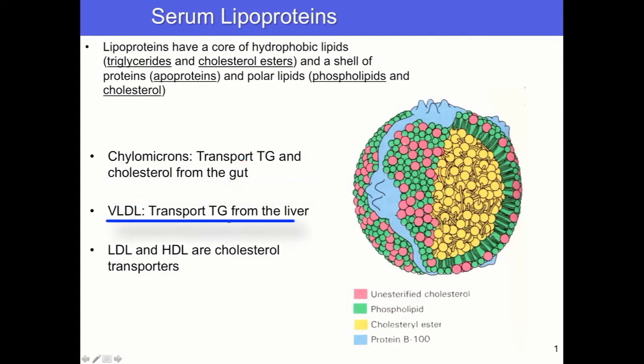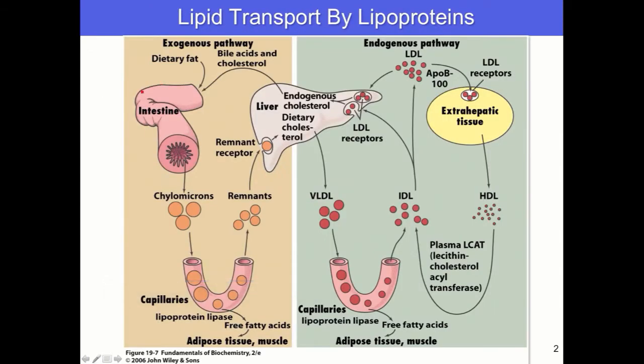very low density lipoproteins that transport lipids from the liver; and low and high density lipoproteins, which are important in cholesterol transport. The liver takes up dietary lipids and makes chylomicrons. These are very rich in triglycerides. They also contain dietary cholesterol and biliary cholesterol. As these particles circulate through the capillaries, they encounter lipoprotein lipase, which hydrolyzes the triglycerides and releases free fatty acids. Lipoprotein lipase is in adipose tissue and muscle.